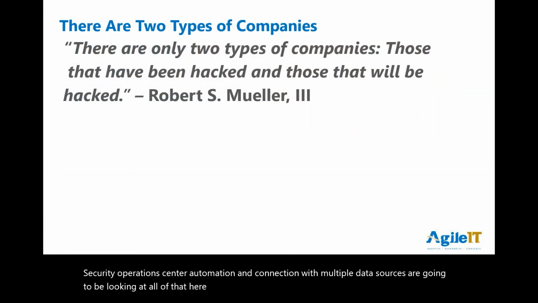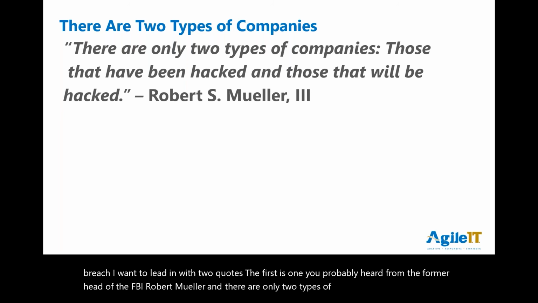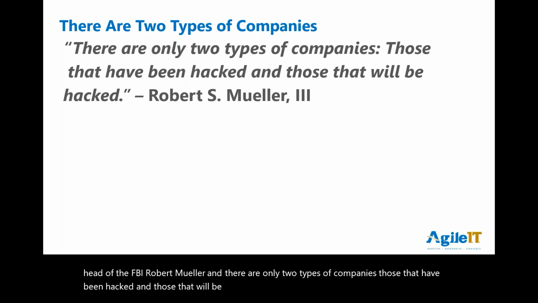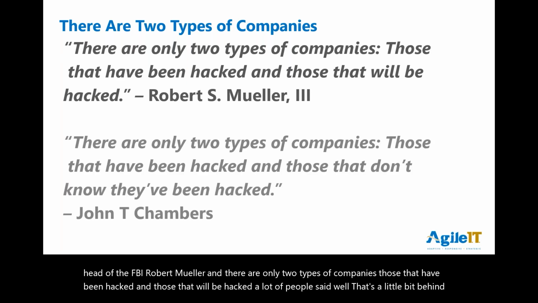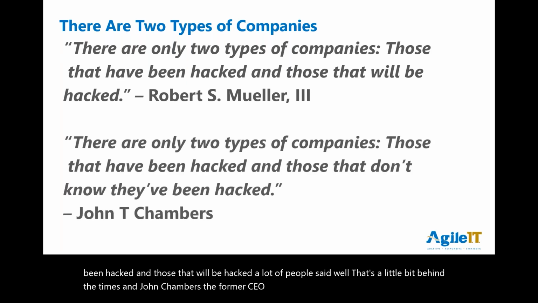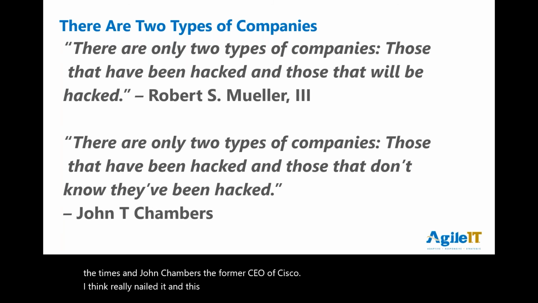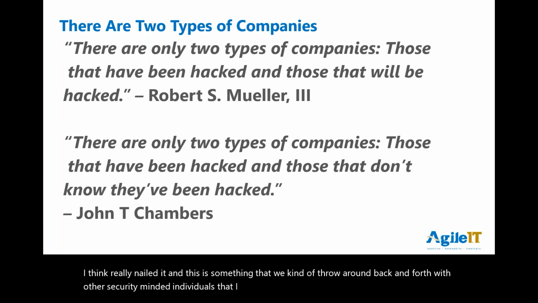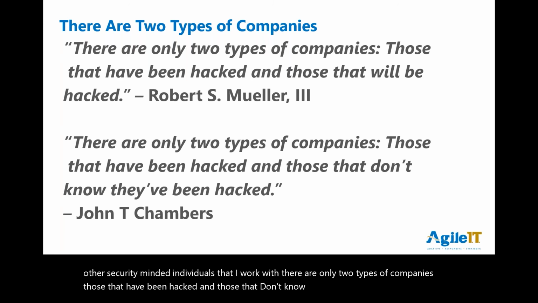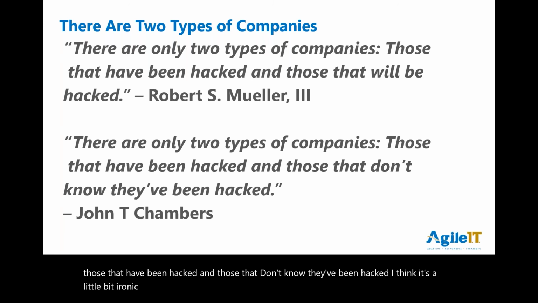So before we get in and look at the principles of assume breach, I want to lead in with two quotes. The first is one you probably heard from the former head of the FBI, Robert Mueller: there are only two types of companies, those that have been hacked and those that will be hacked. And a lot of people said, well, that's a little bit behind the times. And John Chambers, the former CEO of Cisco, I think really nailed it. And this is something that we kind of throw around back and forth with other security-minded individuals that I work with. There are only two types of companies, those that have been hacked and those that don't know they've been hacked. I think it's a little bit ironic that that's coming from Cisco, but it's true.